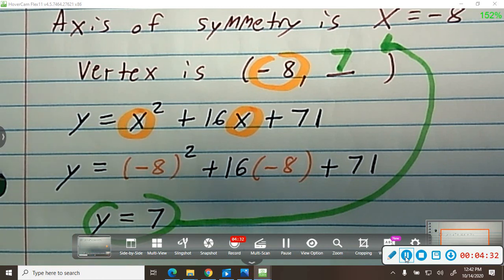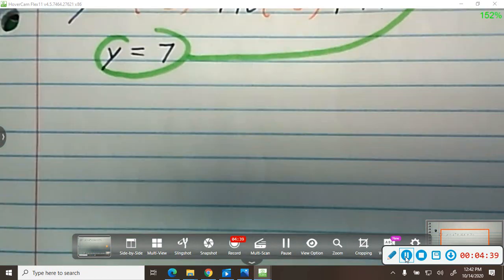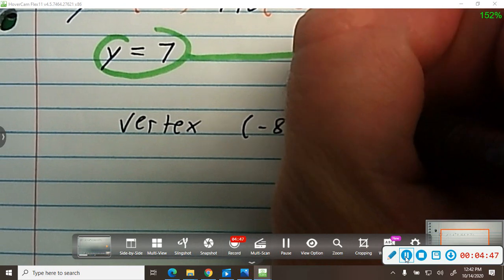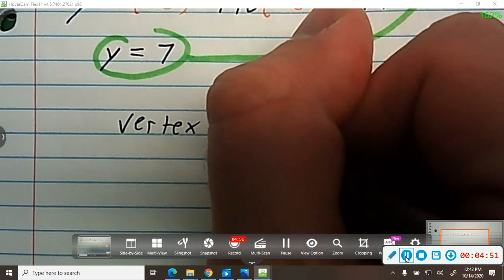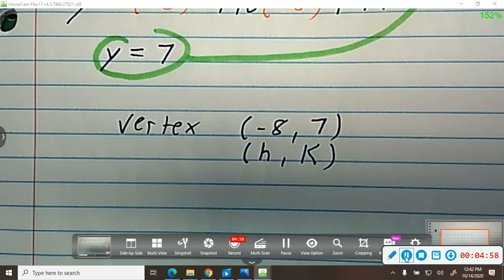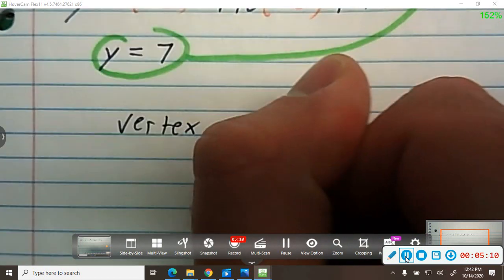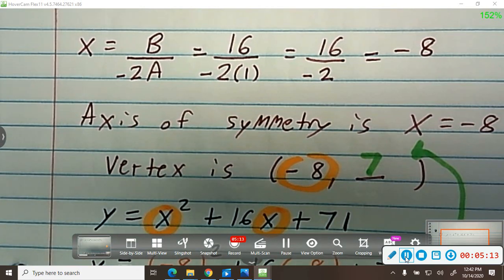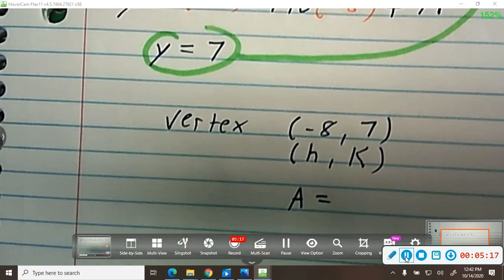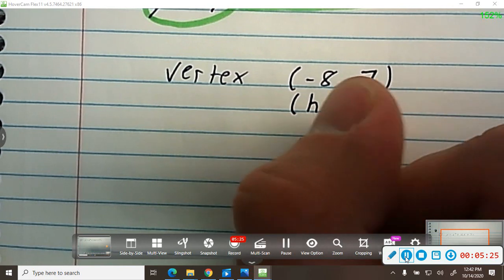So now that I know the vertex, which we just said is negative 8, 7, I'll write that again just so we don't forget. And I'm going to use the fact that this is h and k. So h refers to the x value of the vertex, k refers to the y value of the vertex. I have h is negative 8, k is 7, and the only other thing I need is the a value, and if we go back to the beginning, a is 1.